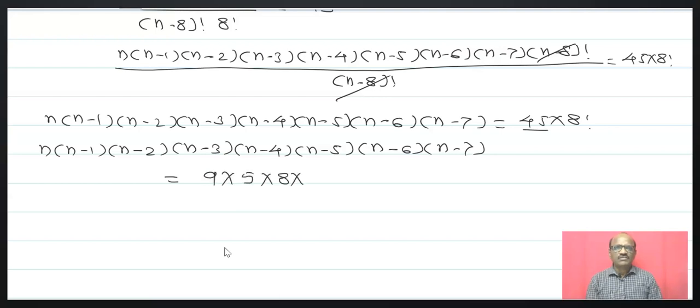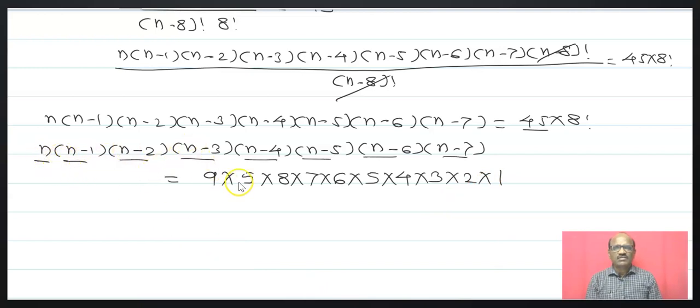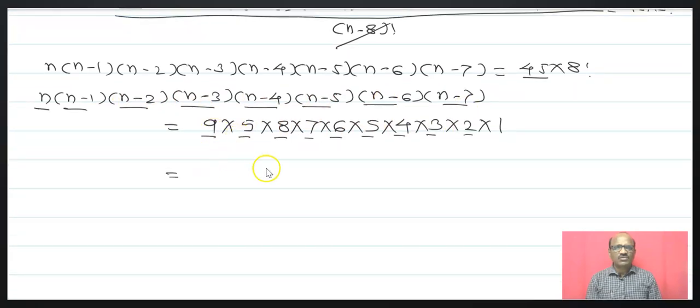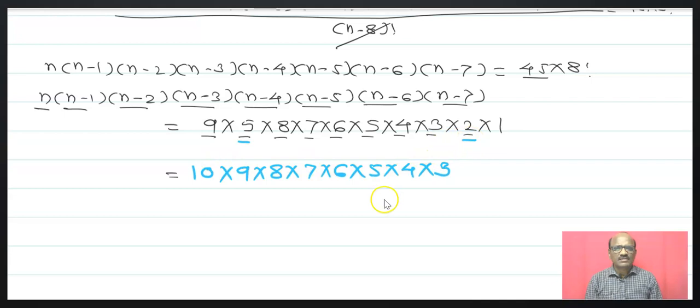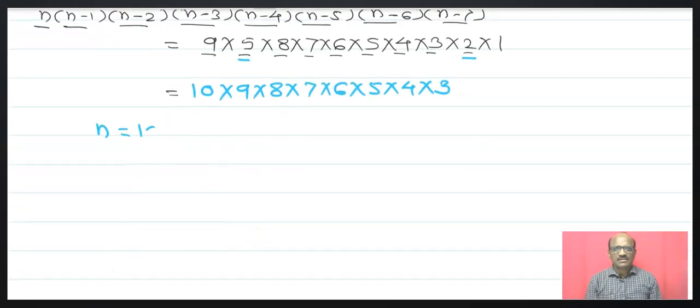That is 9 into 5, that is 45 here. And 8 factorial means what? 8 into 7 into 6 into 5 into 4 into 3 into 2 into 1. Now on this side, 1, 2, 3, 4, 5, 6, 7, 8, 8 terms are here. And now here 1, 2, 3, 4, 5, 6, 7, 8, 9 terms are here. That is, we have to reduce. Then what will happen here?